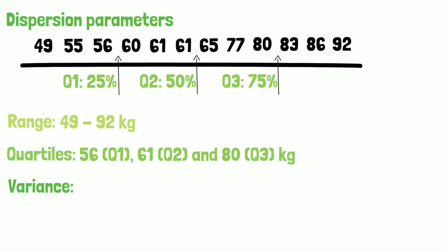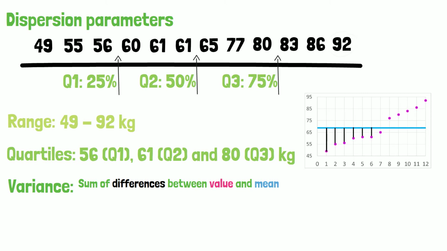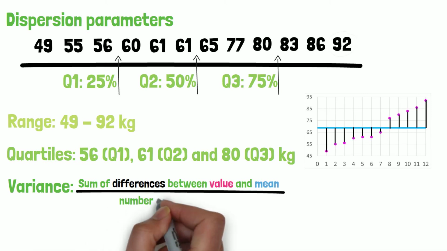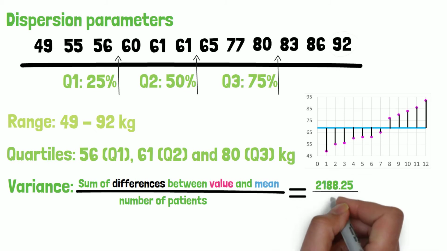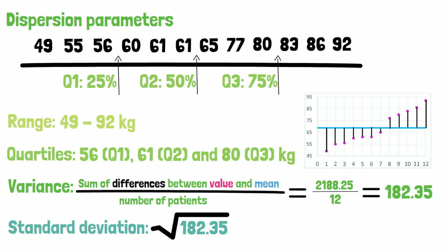A measure for the diversity in weights in our sample is the variance, which indicates how far from the mean value the data is dispersed on average. It is calculated by dividing the sum of differences between the measured value and the mean by the number of patients, in this case 182.35. But usually what is used when presenting data is the standard deviation, which is simply the square root of the variance. It tells you how large the dispersion of the individual observation from the mean is, in this case 13.5 kilos. With all of this information, we have some idea of the spread of the data, but we still don't know exactly how the distribution of the data looks like.